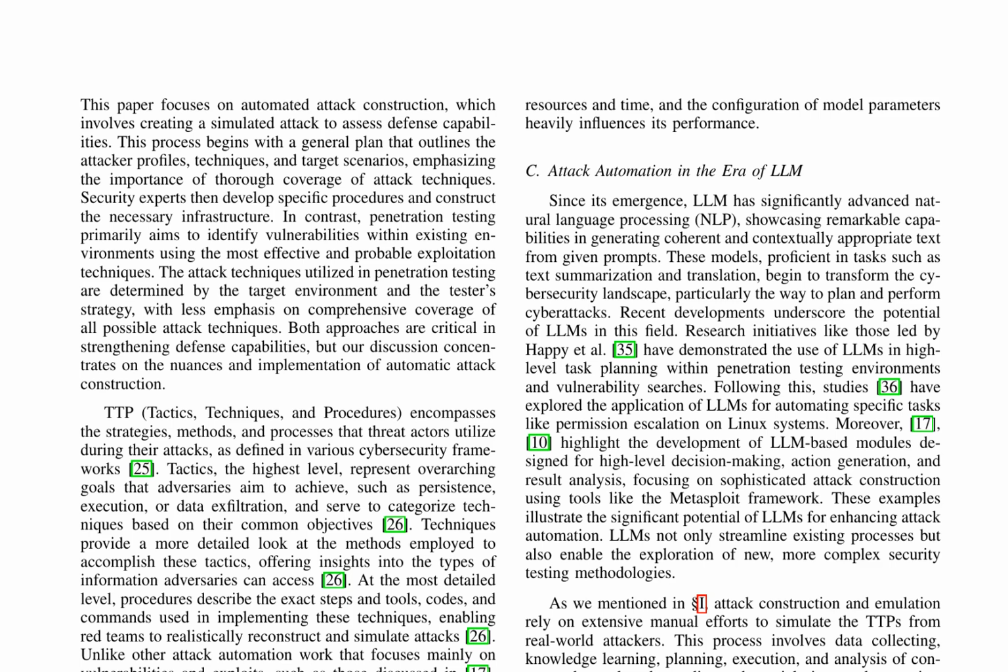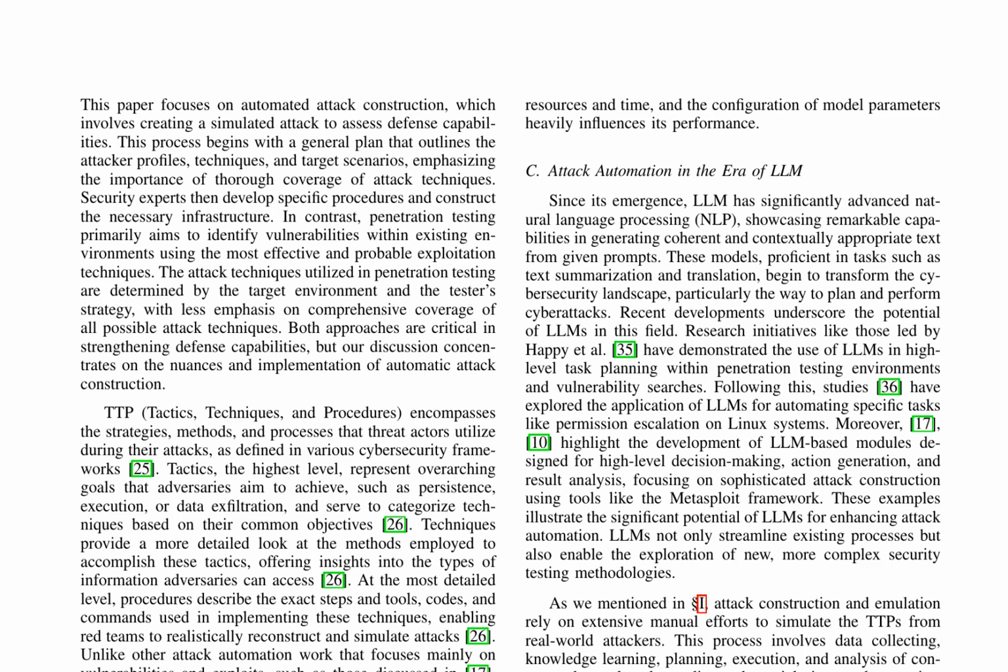Here is a combined summary of pages 3 and 4. This paper focuses on automated attack construction, which involves simulating attacks to assess defense capabilities. The process begins with a general plan outlining attacker profiles, techniques, and target scenarios, emphasizing thorough coverage of attack techniques. The TTP, tactics, techniques, and procedures, framework is used to categorize techniques based on their common objectives, providing insights into the types of information adversaries can access.